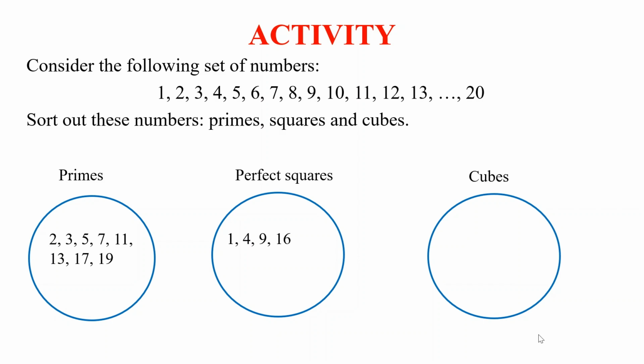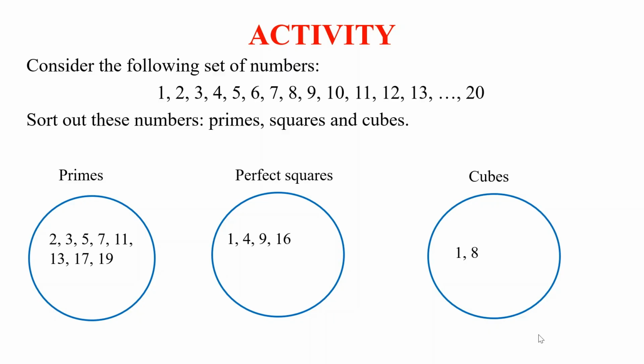Now, cube numbers. With the idea of the square number, you should be able to remember that 1 should also be a cube number because 1 times 1 times 1 will give you 1. Therefore, the cube numbers in this category will be 1 and 8.